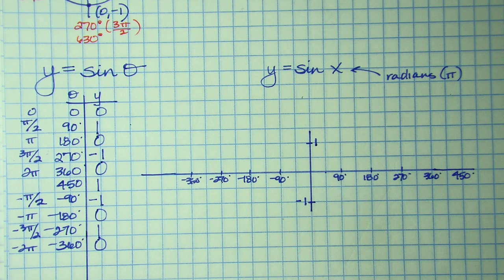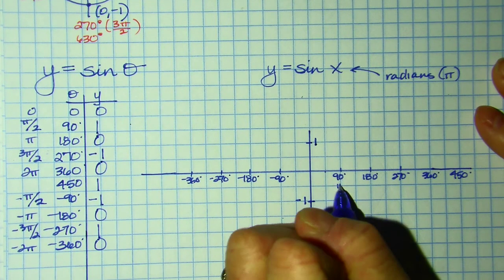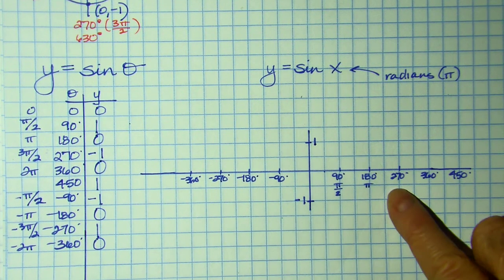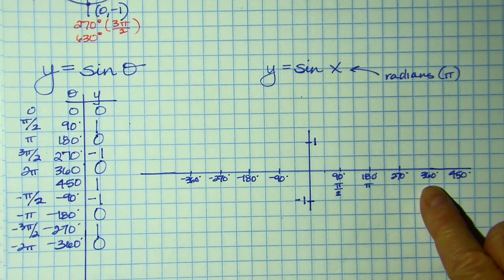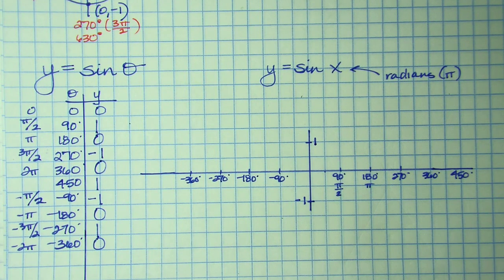Okay, now I'm doing mine in degrees. I'm using theta. If I was using radians, then this would be labeled pi over 2. And this would be pi. And this would be 3 pi over 2. And this would be 2 pi. And this would be, I don't know, but it has a radian value. So here we go. I'm going to graph this.